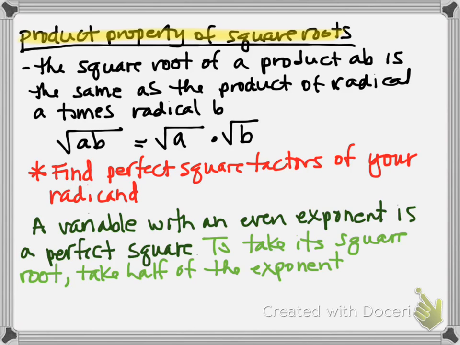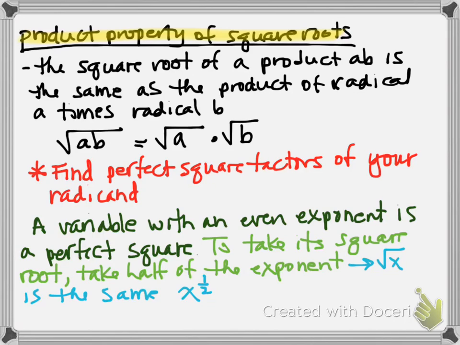Okay. So to take its square root, take half of the exponent. And the reason for that is the square root of a value is the same as raising that radicand to the half power. The index is 2. The exponent on the variable x was 1. That's where the 1/2 comes from. So a square root symbol is the same as taking something to the half power. That's why we take half of the exponent when we take a square root of a variable. Okay?